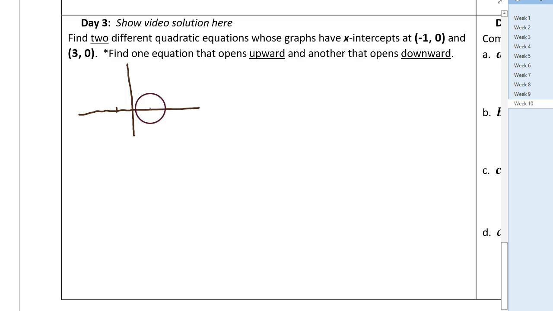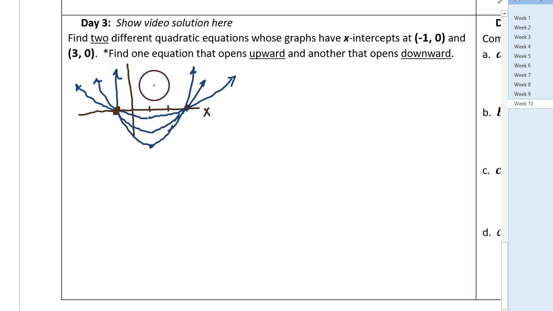(-1, 0) is located right here, and (3, 0) is located right here along the x-axis. These are the x-intercepts. Now, do you see that there would be an infinite number of parabolas that could go through those two spots? For instance, one of the parabolas might look like this. But if we adjust the vertex down a little bit, another parabola could look like this. Or what if the vertex was right there? Then we get a much broader opening parabola.